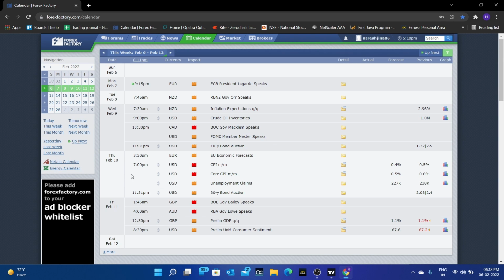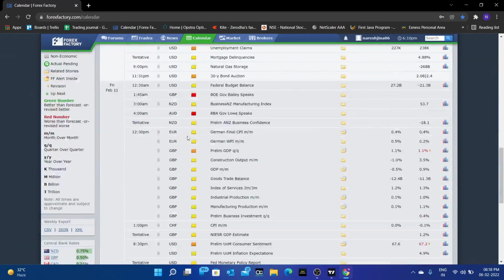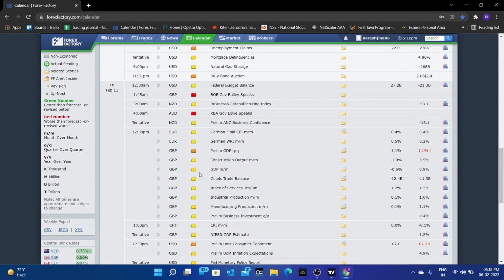Okay. So on Thursday we are having an event on Euro, and at 7 p.m we are having a lot of events on USD as well, with core CPI and CPI month on month. And on Friday, if we go lower, to little less important events, we are having a lot of news on GBP, so we can expect quite an amount of movement on the GBP on Friday.